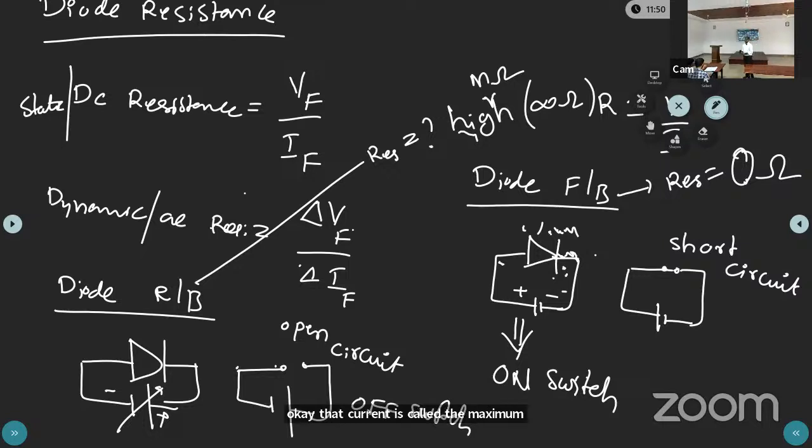And the next one is the peak inverse voltage. What is meant by inverse? Reverse. In which biasing are we applying the reverse voltage? Reverse bias. So under reverse bias, at what voltage can the diode withstand without breaking down? That maximum reverse voltage is called PIV, peak inverse voltage.